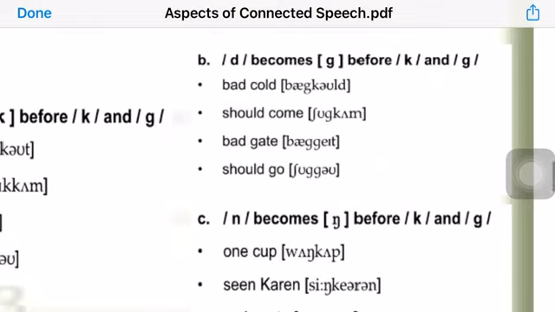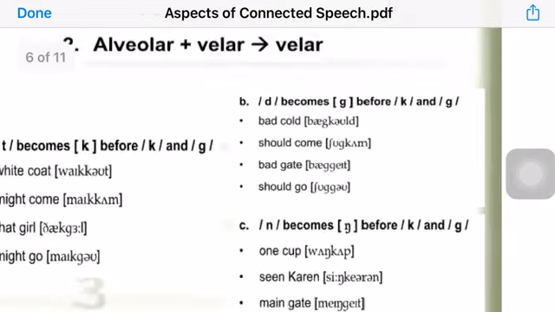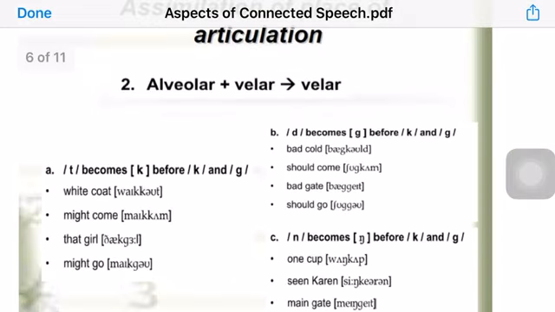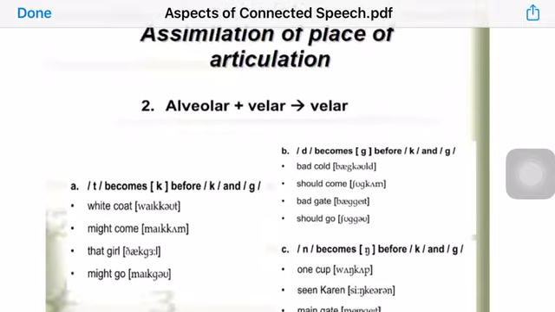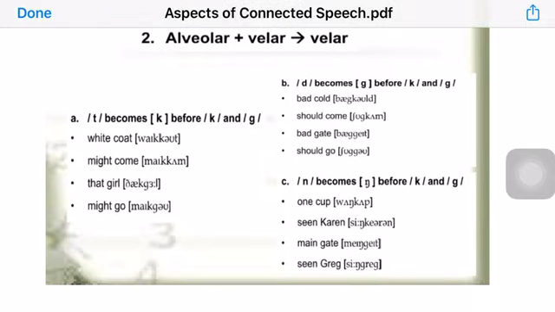Another example: bad cold. Should come. Bad gate. Should go. So in this case also you need to memorize one example only. Read all the examples just to know them, but memorize one only.